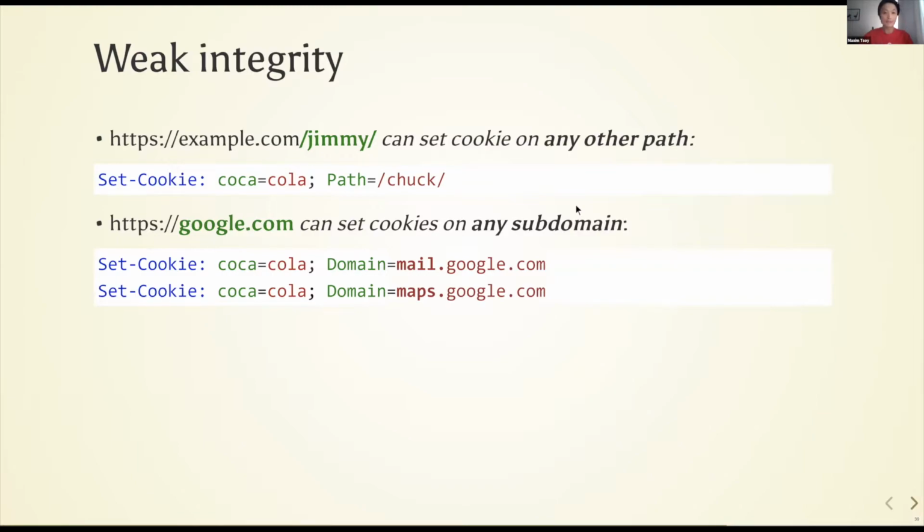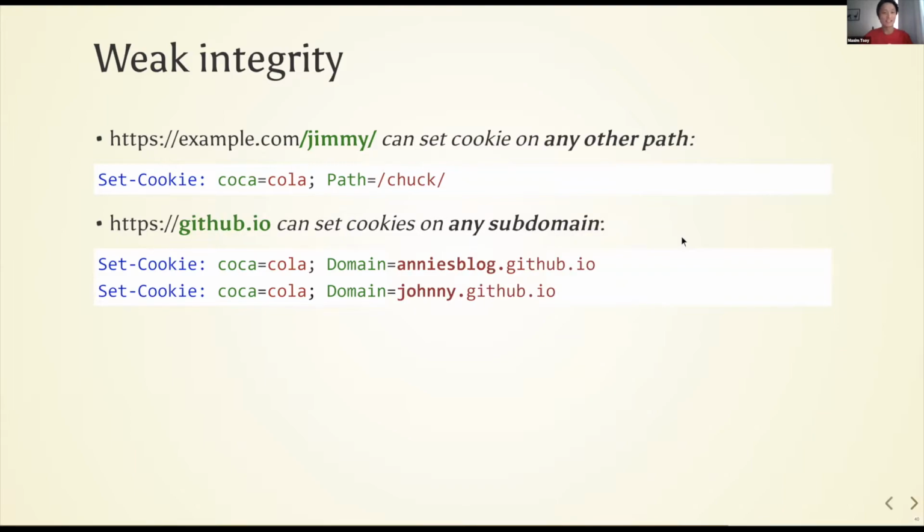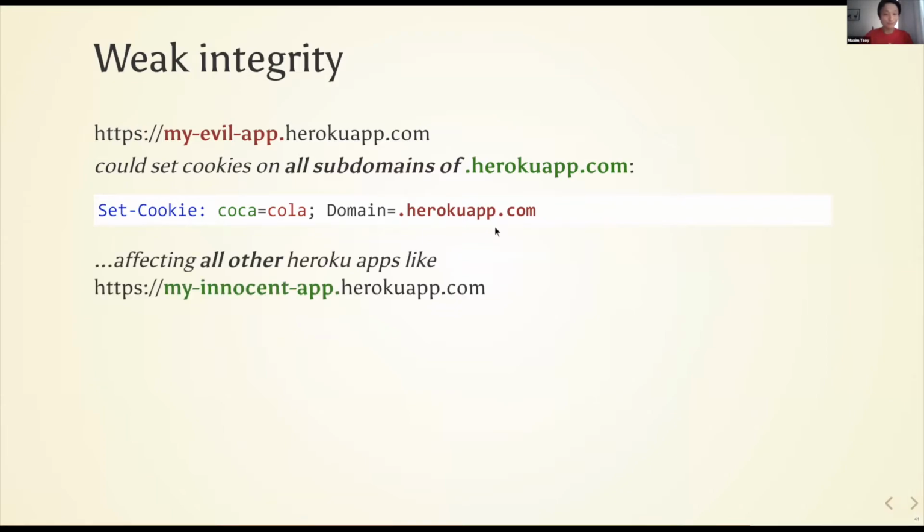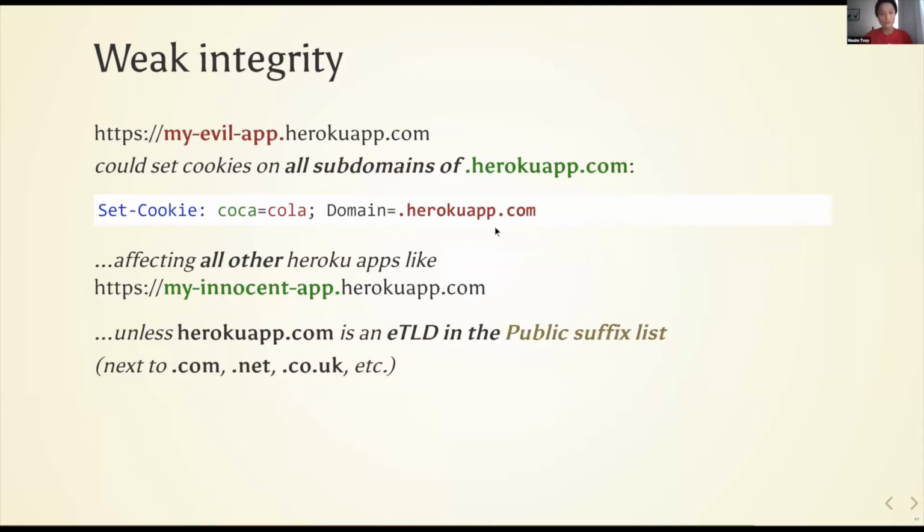Same with domains. Domains can set cookies on any subdomain of theirs. So google.com can set cookies on mail.google.com. And if this looks okay to you, so consider this. If you use GitHub Pages, GitHub.io can set cookies on any actual GitHub Pages domain. But it gets better. myevilapp.herokuapp.com could set cookies for all other herokuapp.com domains, just by setting this domain to a super, super domain, so to say. So this would affect all other Heroku apps if herokuapp.com was not a public suffix.